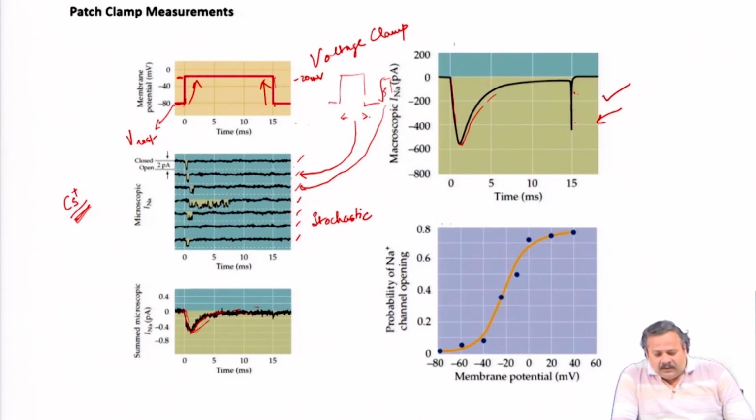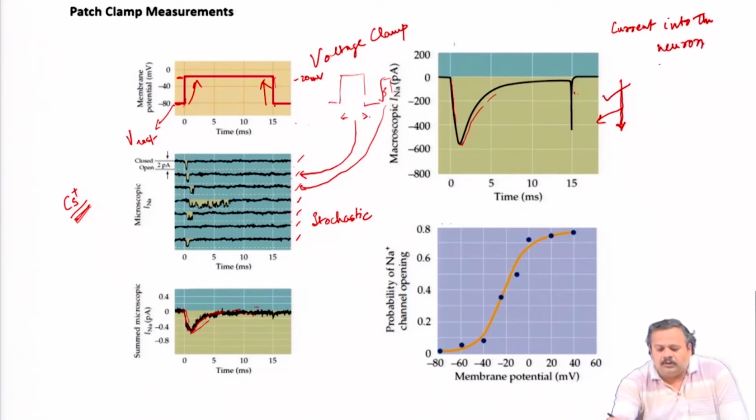So, another important point here is that we have the current going negative. This is a matter of convention. The current going negative means that it is current into the neuron. So, our convention throughout this course will be that current injected into the neuron, that is positive ions going into the neuron, will be depicted with a negative current or with a negative sign.